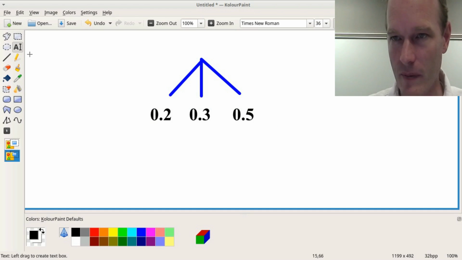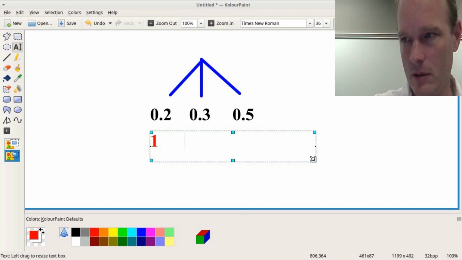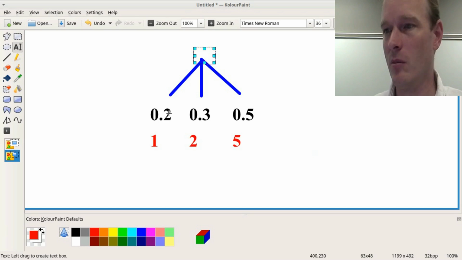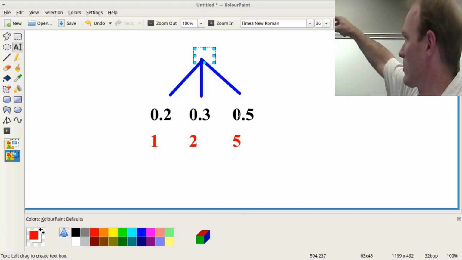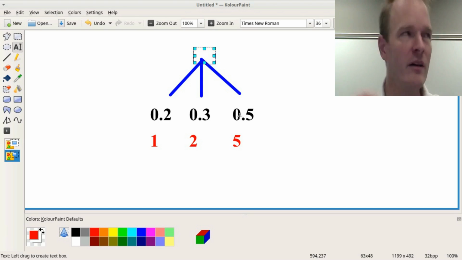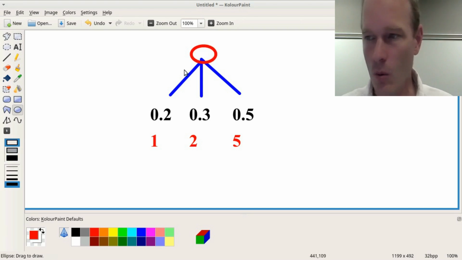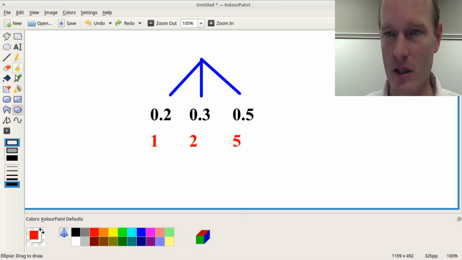Okay, well, if we knew the utilities of each of these cases, 1, 2, and 5, what's the utility of being up here? 0.2 times 1 plus 0.3 times 2 plus 0.5 times 5. And because those numbers sum to 1, you're getting one full dose of utility in your final computation that you put up here, right? Okay, what if your choice is continuous?